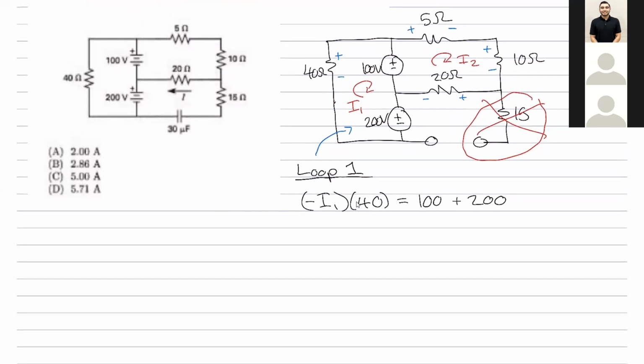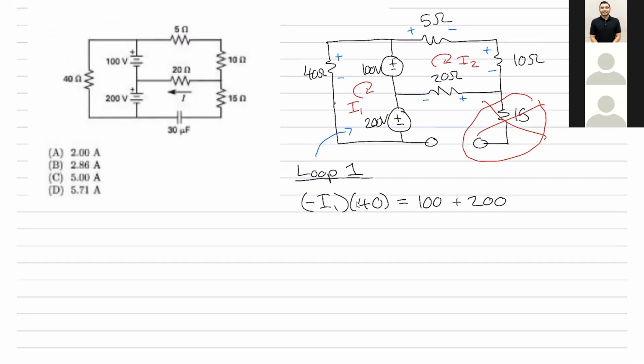Are we good there? Good, good. Okay, so from there, we can solve that a little bit. We can get negative 40 I1 is going to be equal to 300. I1 is going to be equal to, what is that, negative 7.5. All right, negative 7.5. Cool. All right, that is one current. Okay.